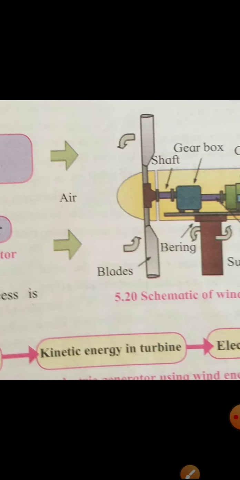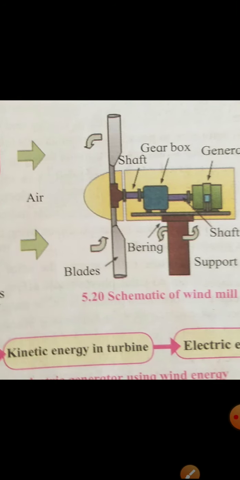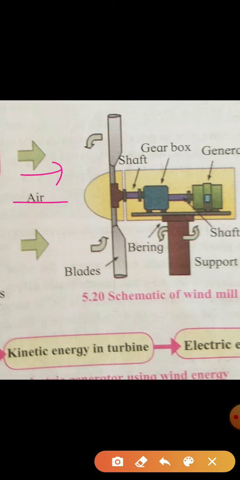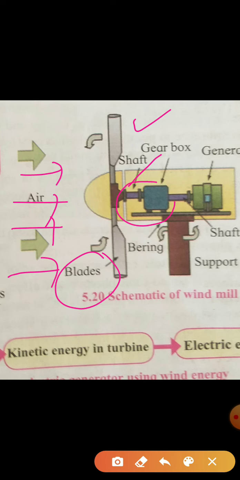The schematic diagram is given here. Now see here, the air is blowing. When air flows, these are the fins. They are designed in such a way that they create a pressure difference, and they are called blades. So the blades rotate and are connected to the gearbox. This is the gearbox, and the axle of this gearbox is connected to the generator, and the generator produces the electric energy.